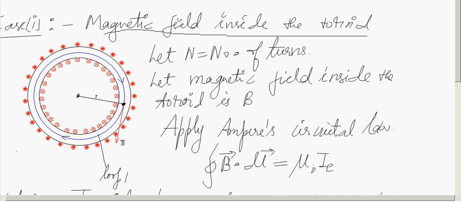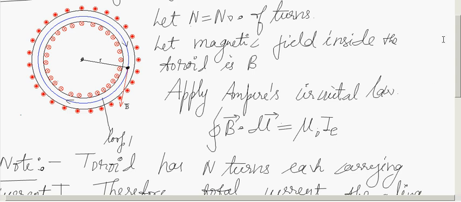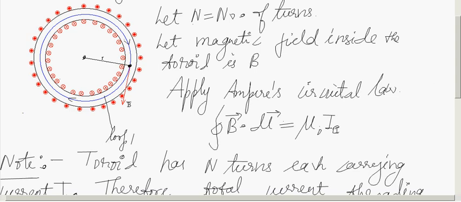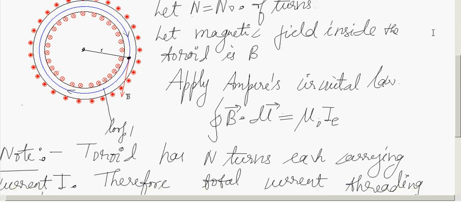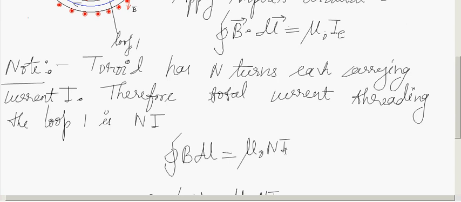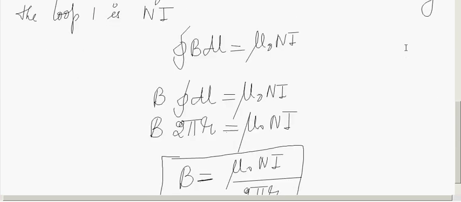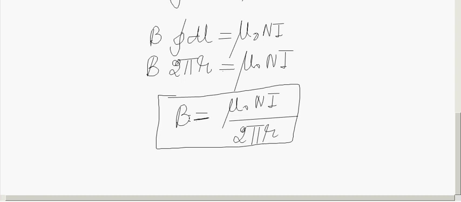Now consider this Amperian loop to apply Ampere's circuital law. When you apply Ampere's circuital law, closed integral of B dot dl is mu naught I, and you have to find out what is the current threading the loop. The current that is threading the loop is the sum of all these cross currents. So we have assumed that the current in each turn is capital I, and the toroid has n number of turns. That is why the total current threading the loop, we got it as n into I. So integration of B dl is mu naught nI we got, and then after simplifying we got the magnitude of the magnetic field at any point inside the toroid as mu naught nI by 2 pi r.